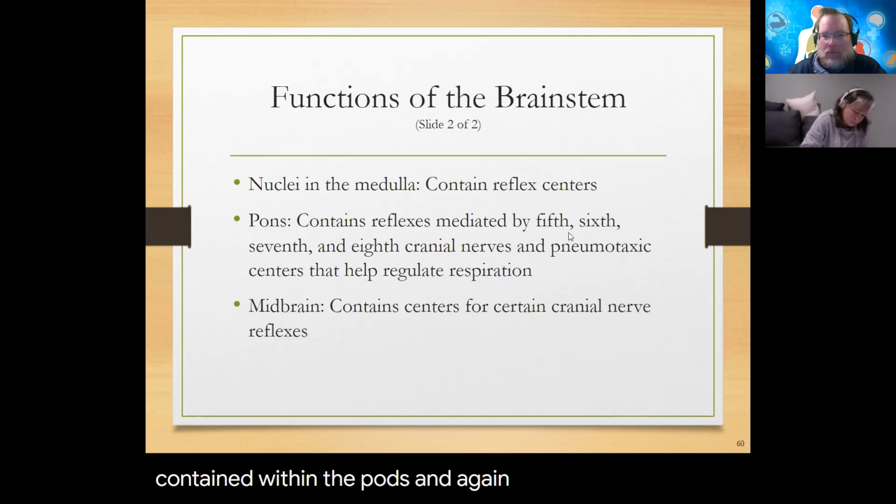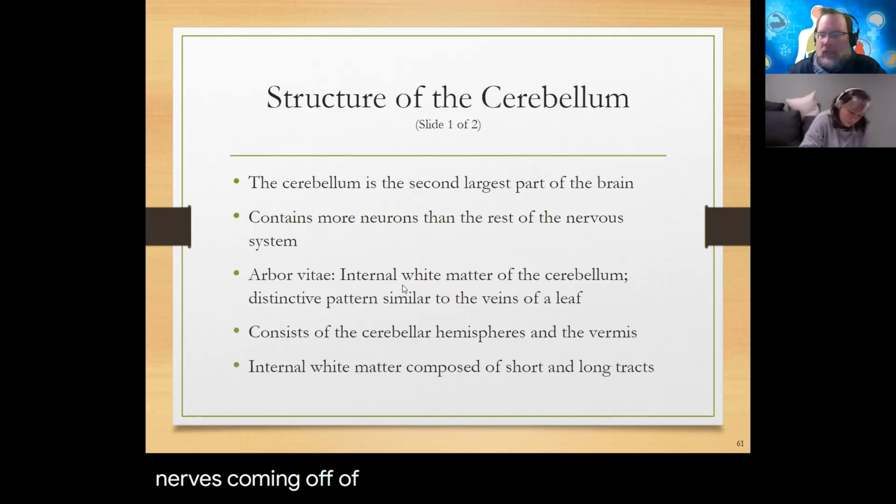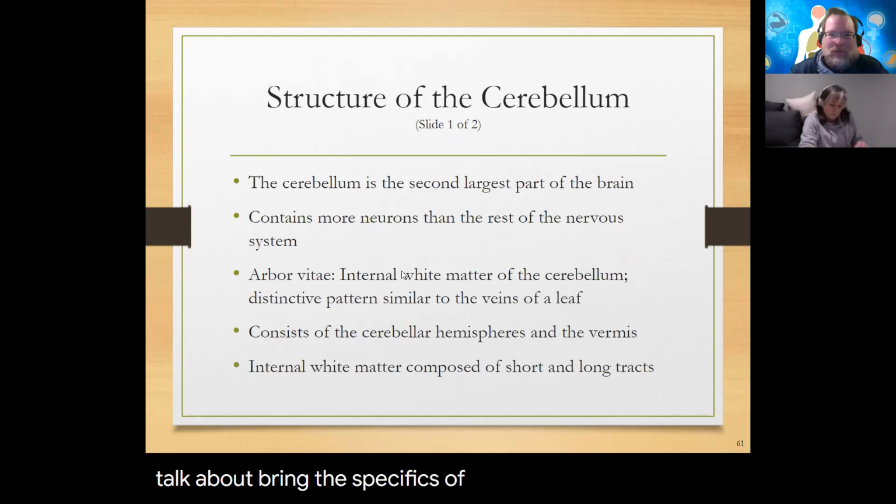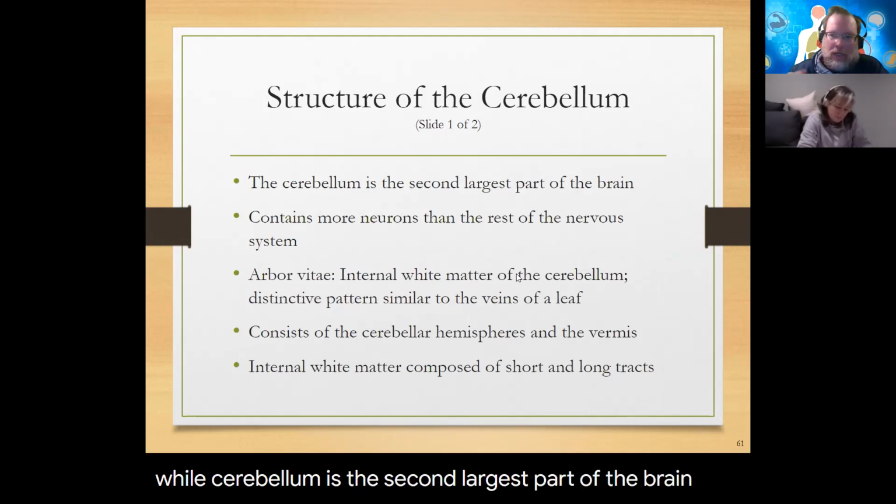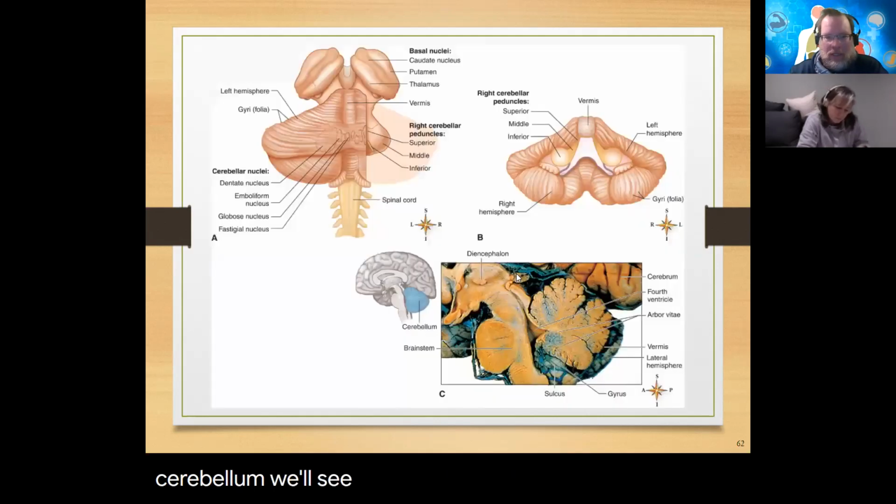And again, we saw several cranial nerves coming off of really the entire brain stem. We'll talk about the specifics of cranial nerves in a little while. The cerebellum is the second largest part of the brain. The cerebellum, we'll see, there we go.